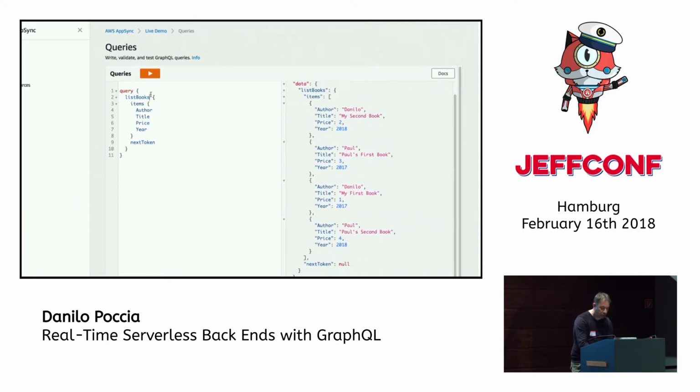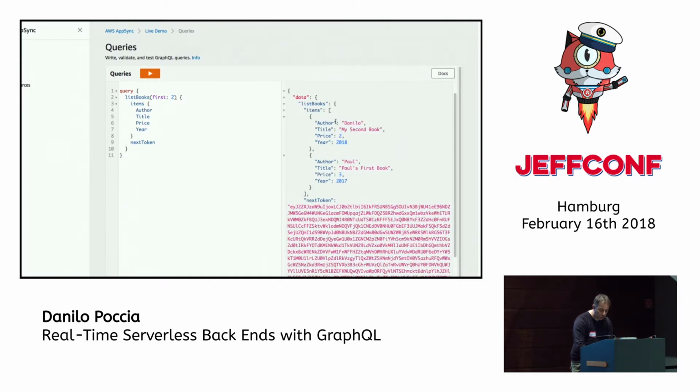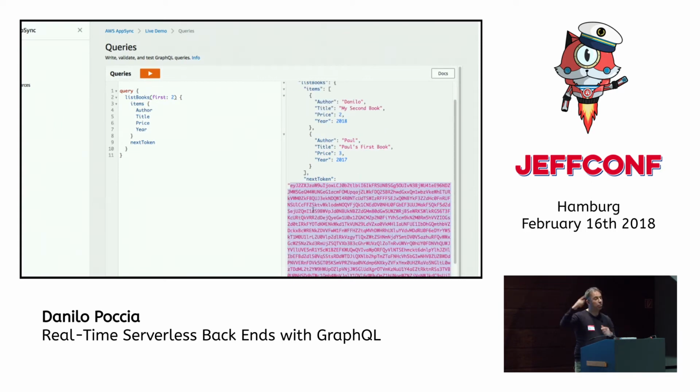If I want to use pagination, I can just add a first parameter. So I want to get only the first two. And now I get two books at a time, and then I have a next token that I can use to paginate my API. I don't need to write this pagination again and again. And if I want to run more complex queries, we auto-generated a query for every index that is already on the database, but you can add more.